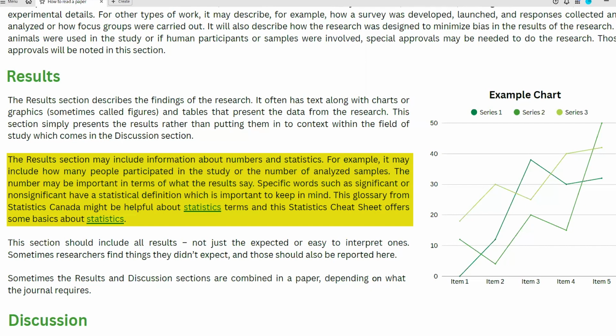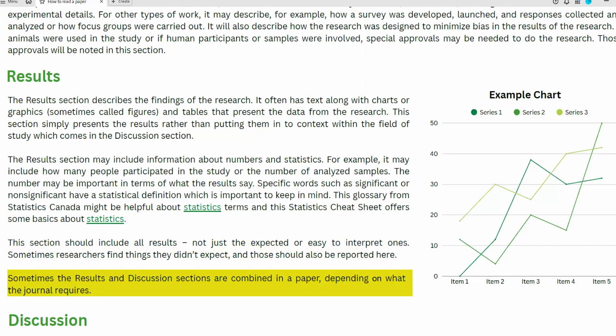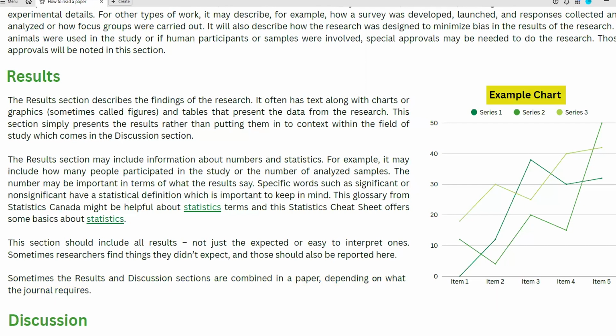This section should include all results, not just the expected or easy to interpret ones. Sometimes researchers find things they didn't expect, and those should also be reported here. Sometimes the results and discussion sections are combined in a paper, depending on what the journal requires. This example chart is intended to provide an example of common graphs you might come across in a paper.